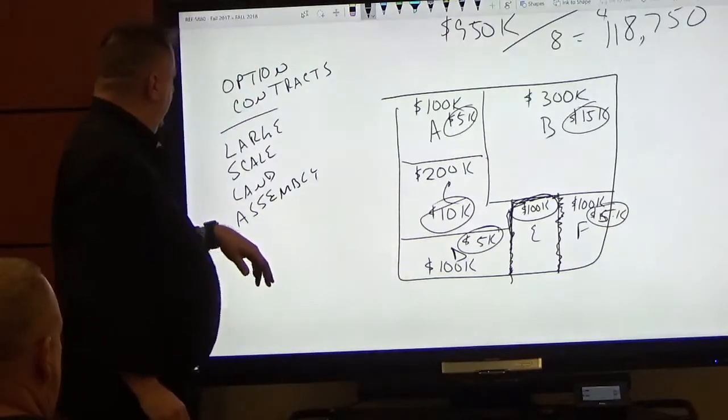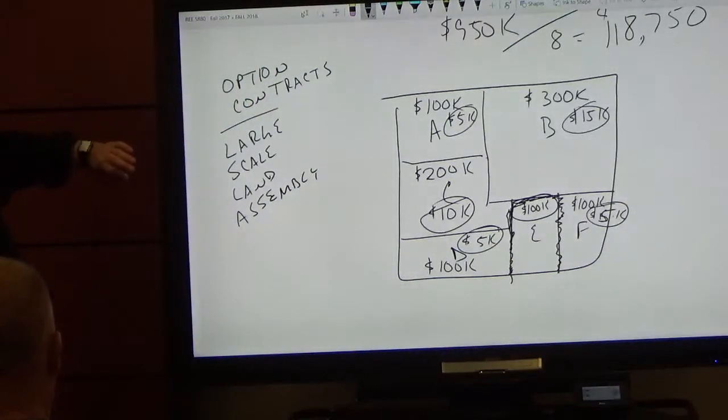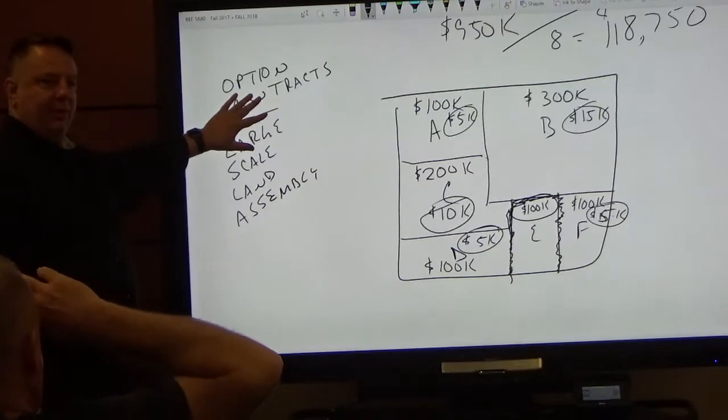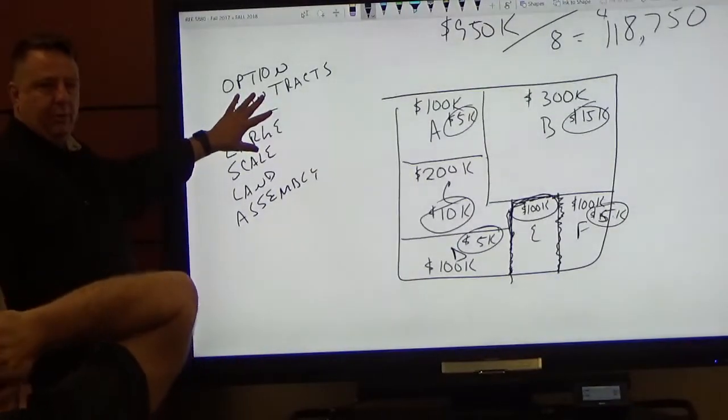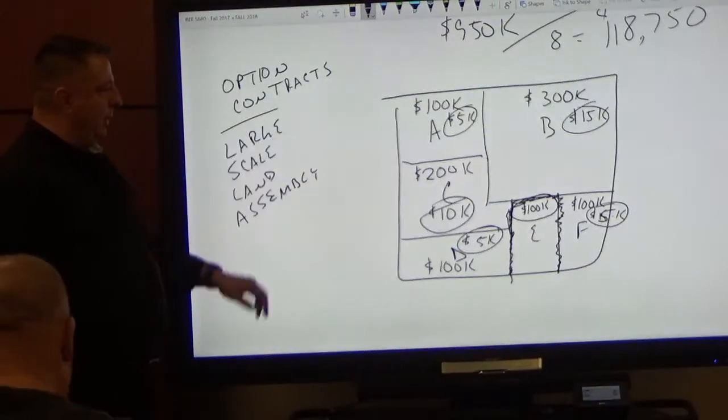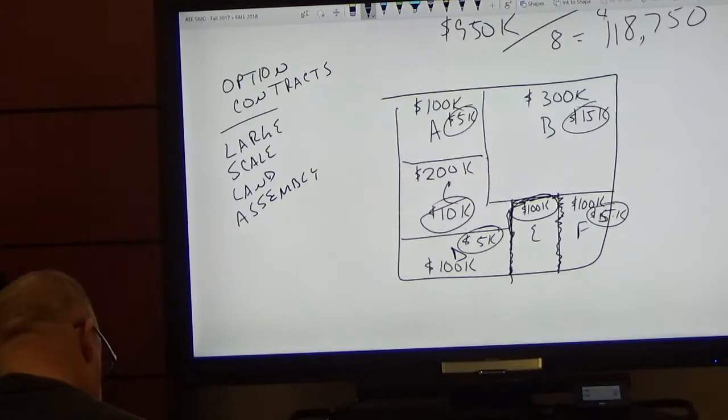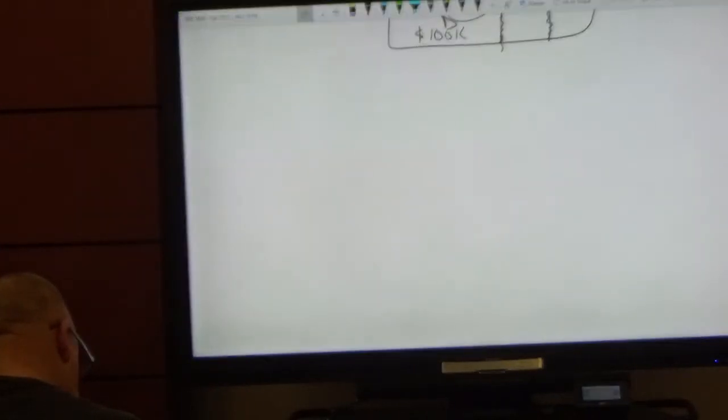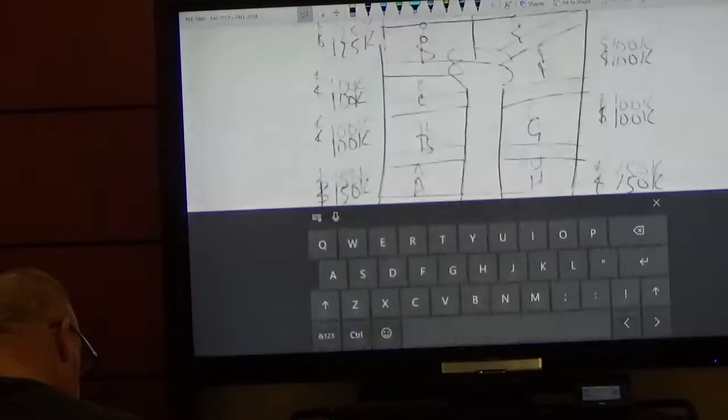So, okay. Once again, these are used predominantly whenever you've got multiple property owners to negotiate with. Okay, moving forward.